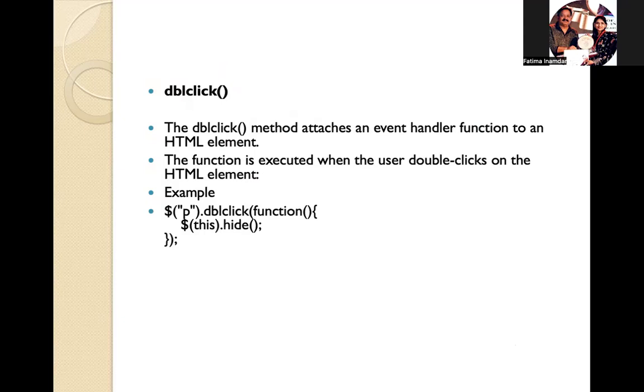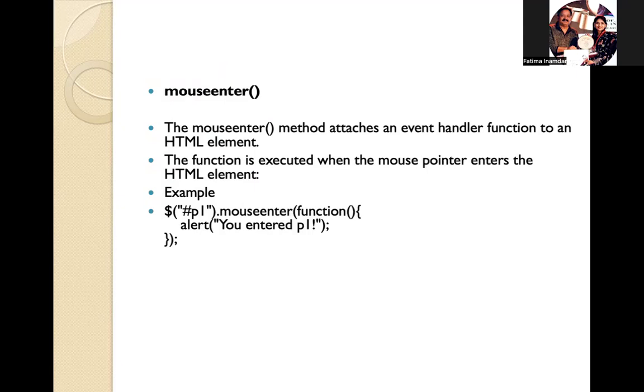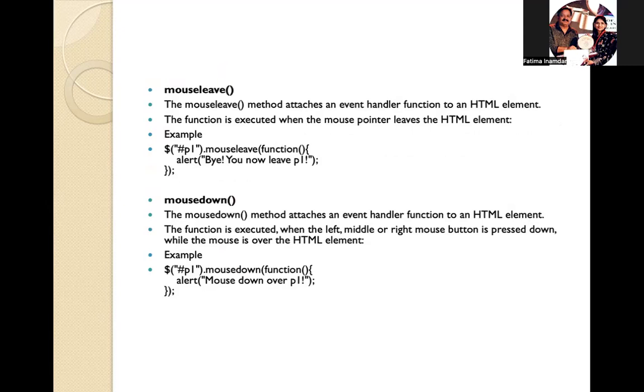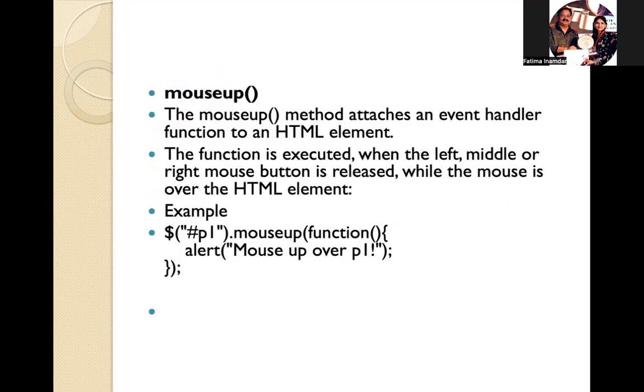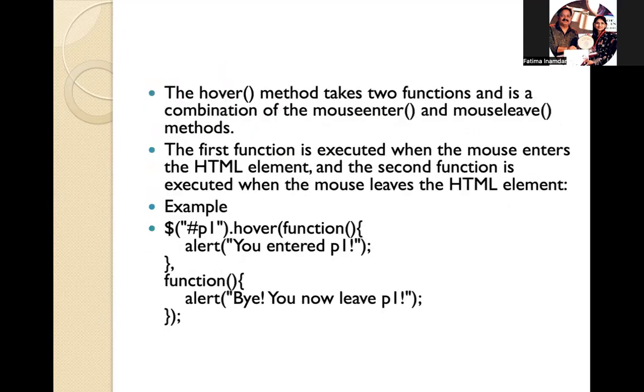This method attaches an event handler function to an HTML element, which executes when the user double clicks on the HTML element. Mouse enter, we have to use mouse enter, where this method attaches the event handling function to an HTML element, which executes that particular function when the mouse pointer enters the HTML element. Mouse leave and mouse down and mouse up, these are all the events used for a particular event handling.